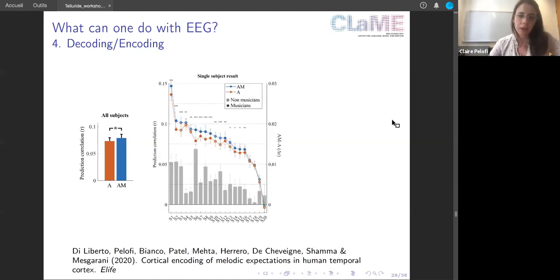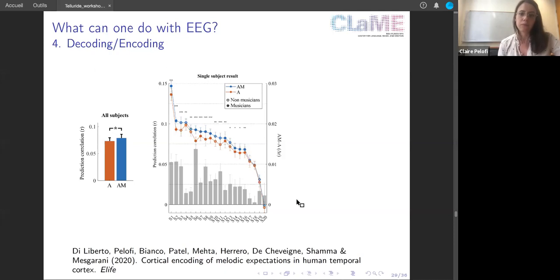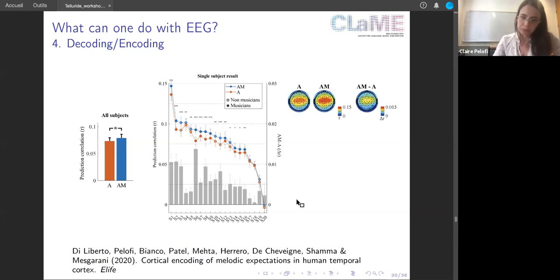Then you have the same figure, but broken into different participants. In red, you have only the acoustical model. In blue, you have acoustical plus surprise. And those gray bars are the difference. You can see that the difference is higher than 0 for almost everyone, which means that at the individual level, we can also track the musical surprise from the EEG signal of individual people.